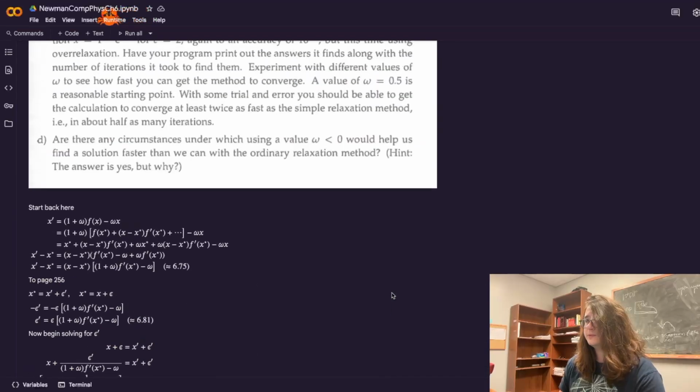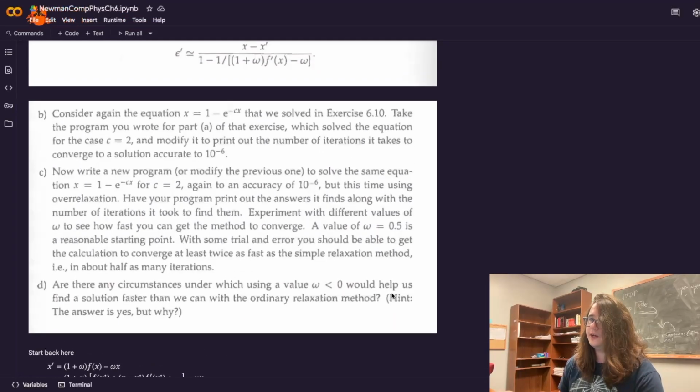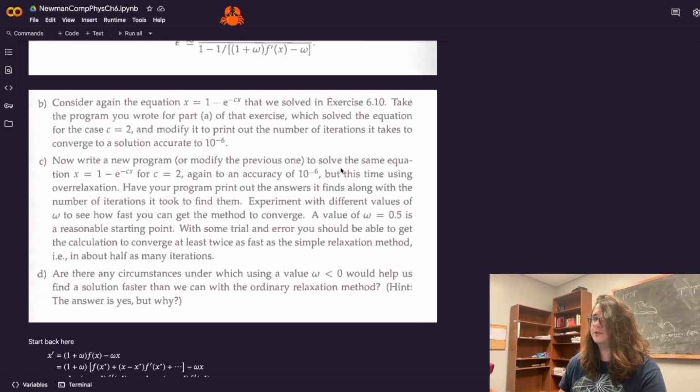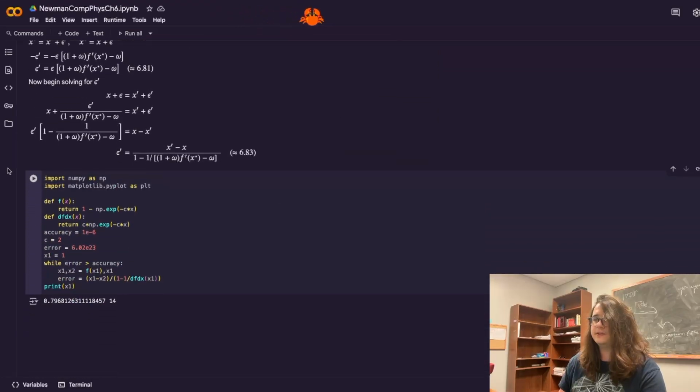So the next part of the problem is actually to go back to the problem that we did, or go back to the equation we did in the last problem, x equals 1 minus e to the minus cx, and take that exercise, but also make it print out how many iterations it takes to get the solution. So this is that code.